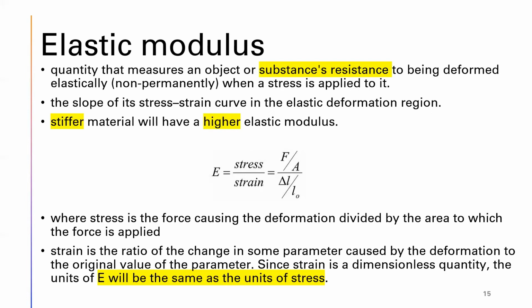For example, a wooden ruler and a plastic ruler. A wooden ruler will immediately break into two pieces when the applied stress is enough. But a plastic ruler will not break until the applied stress exceeds the elastic limit. So this is the difference between a plastic material and a wooden material.